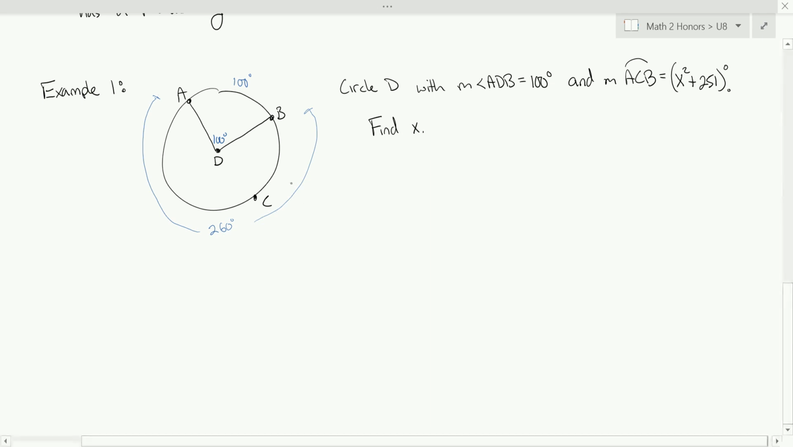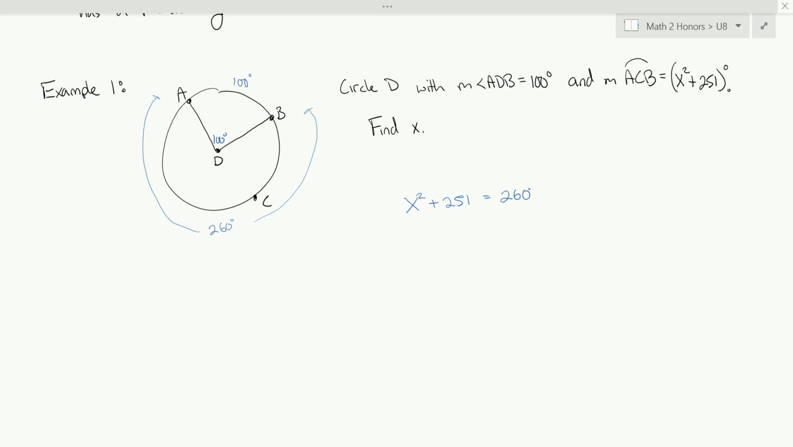So we have that, but we're also told that the measure of that major arc is x squared plus 251. So we can set that equal to 260, and that gives us an equation to use to solve for x. Now we've worked with quadratics already, and we have a method that we use to solve for variables using quadratics. What's that method?